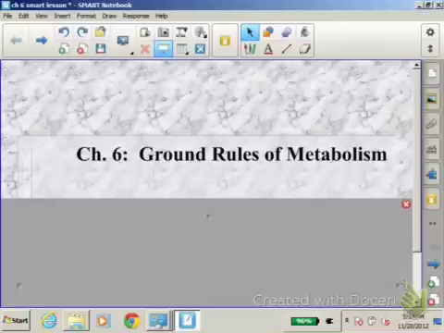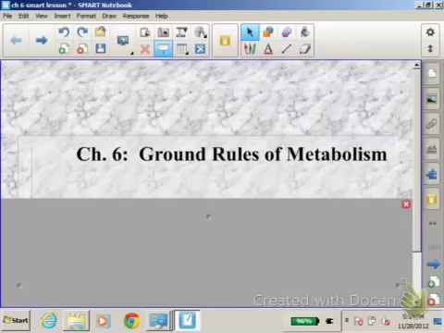Okay, we're going to start talking about Chapter 6, Ground Rules of Metabolism, because we are going to be focusing on A, how cells make energy, and B, how cells use the energy that they make to carry out the functions that they have to have. So this is Chapter 6 in your textbook.